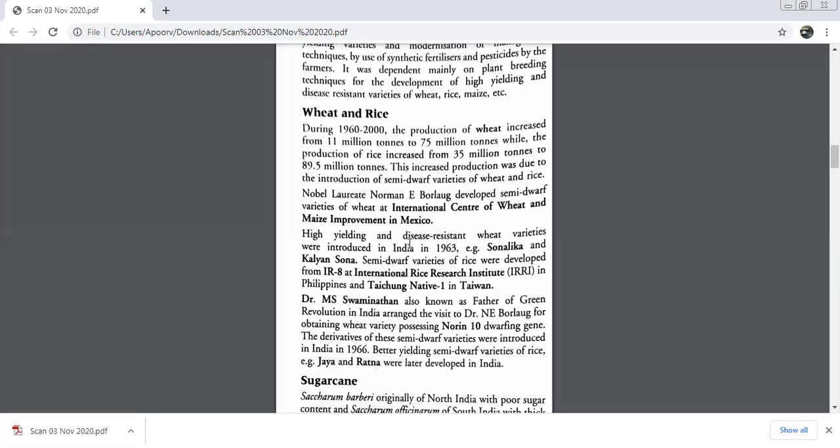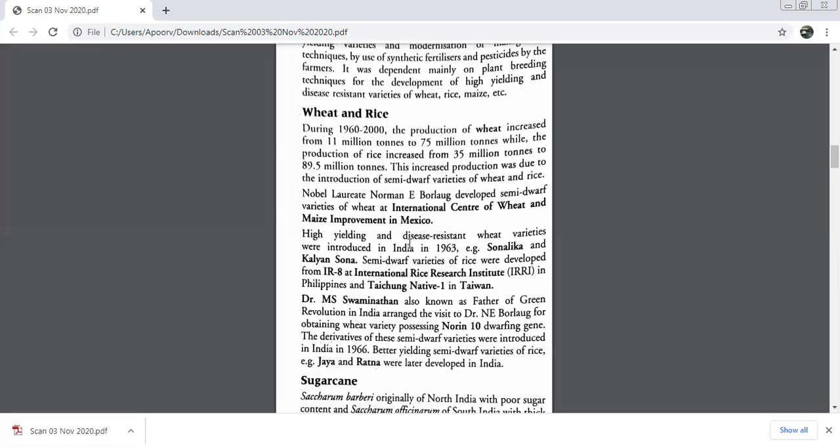If you see, the next topic that we have is all about wheat and rice, children. Wheat, during 1960 to 2000, the production of wheat increased from more than 11 million to 75 million tons. Earlier, the production was very less. Similarly, the rice production also increased from 35 million tons to 89.5 million tons. So obviously, the production increased because of introduction of semi-dwarf varieties. They occupied less space. Nobel laureate Norman Borlaug, I just told you, it was Norman who developed these semi-dwarf varieties.